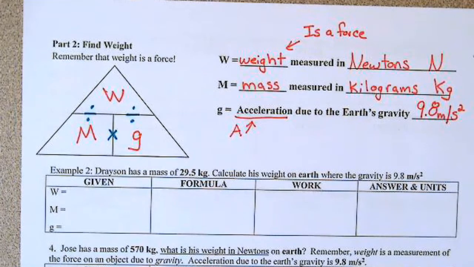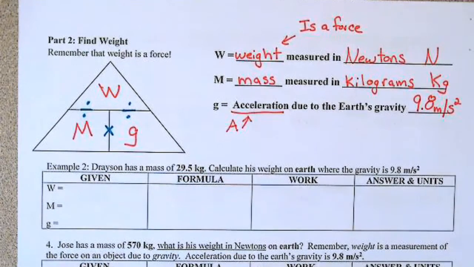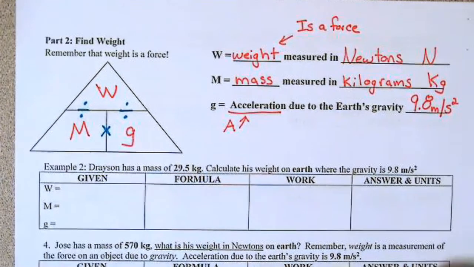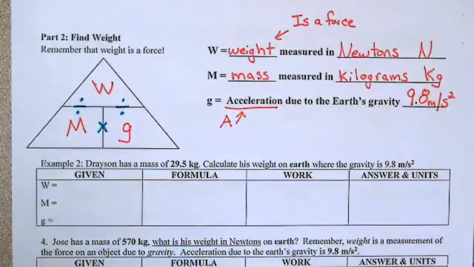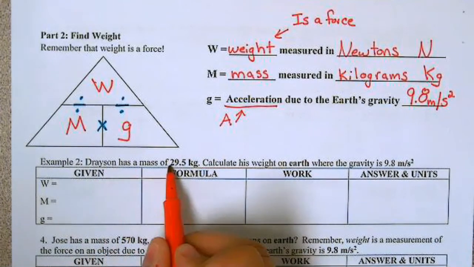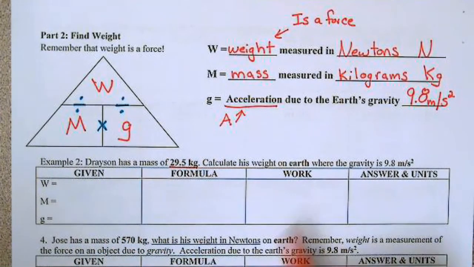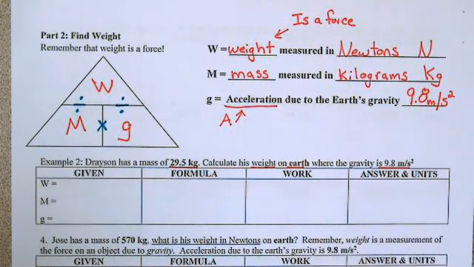Okay, so working through part 2, we have an example here on how to calculate the weight of someone. In our English language, we use the word weight incorrectly. We use the words mass and weight interchangeably, but really they're two separate things, okay? Because weight is the force of gravity pulling down on you. Okay, so example 2 says, Drayson has a mass of 29.5 kilograms. Calculate his weight on Earth where the gravity is 9.8 meters per second squared.